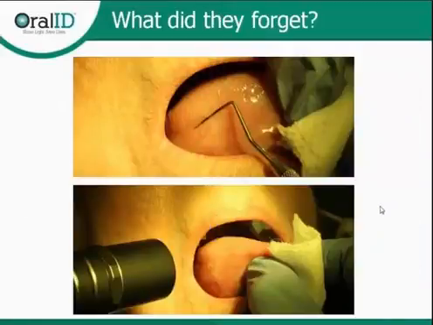So this office was gracious enough to send us an example of a white light exam and an oral ID exam. However, the oral ID exam didn't quite turn out as they had expected, and so it ended up with them calling us and saying, what did we do wrong?